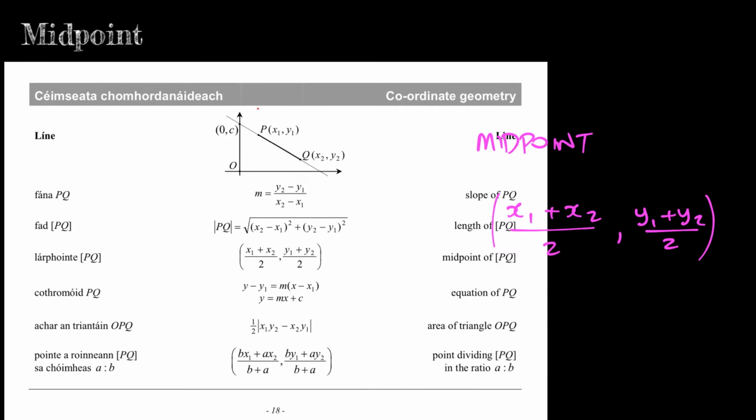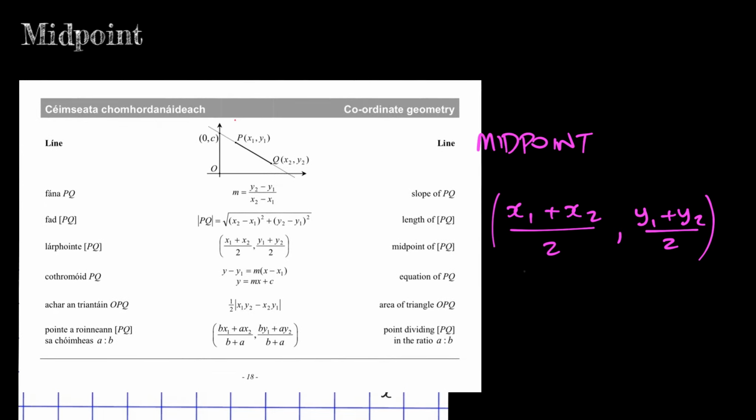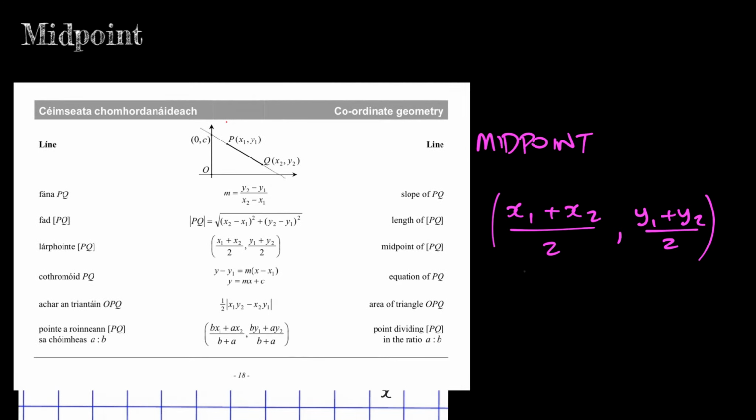Now, you wouldn't be too familiar with log tables because we haven't actually used log tables yet. But log tables are what you're allowed to bring into your junior cert or your leaving cert, and it's a book of formulas, right? So you can see here in this book of formulas, you've got the midpoint, and it tells you the midpoint is x1 plus x2 divided by 2, comma, y1 plus y2 divided by 2.